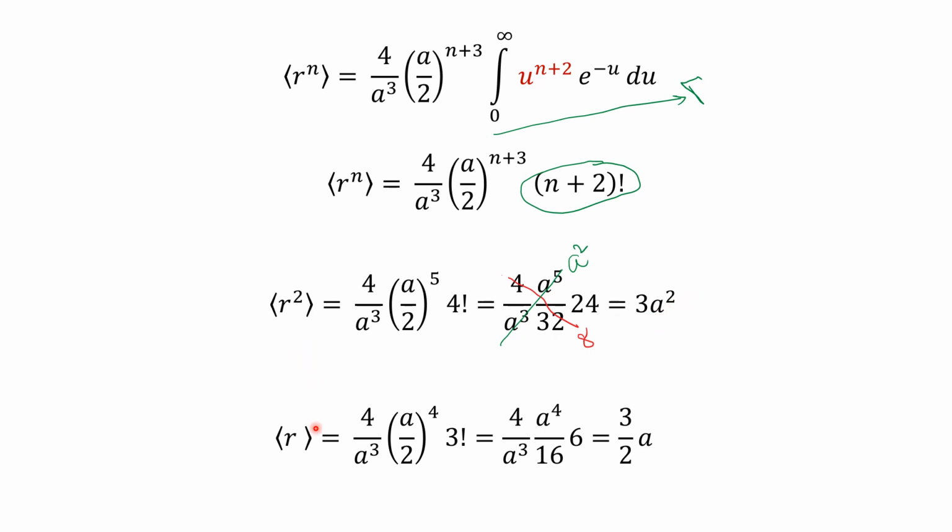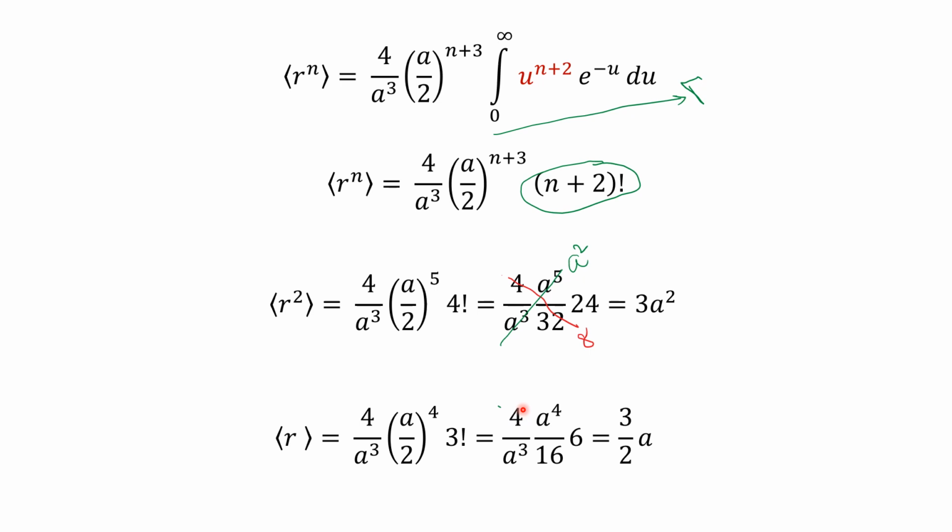Now, what about the expectation value of r? You apply this formula. So here n is 1, plus 3, that is 4. So (a/2) to the power 4. And this factorial, n is 1, 1 plus 2, 3 factorial. So you will get 4 divided by a to the power 3. Then this is a to the power 4. 2 to the power 4 is 16, and this 3 factorial is 6.